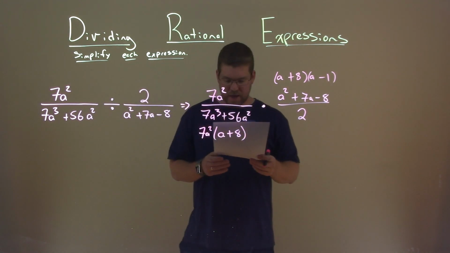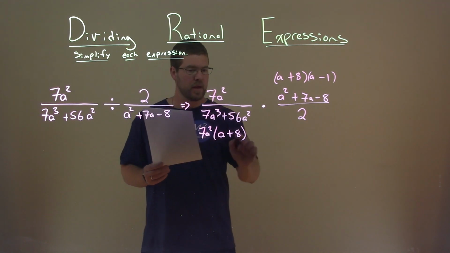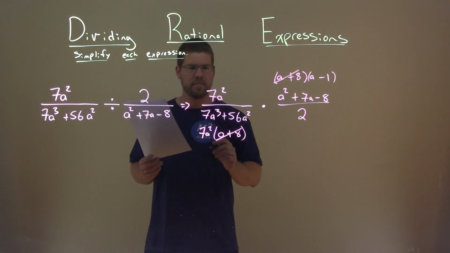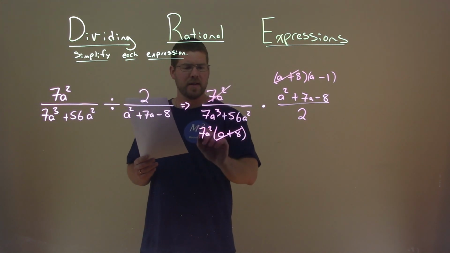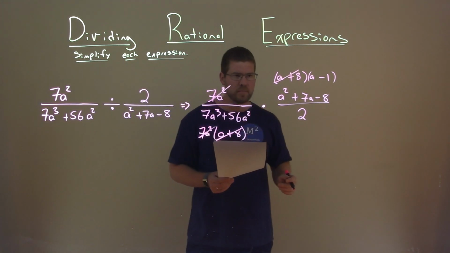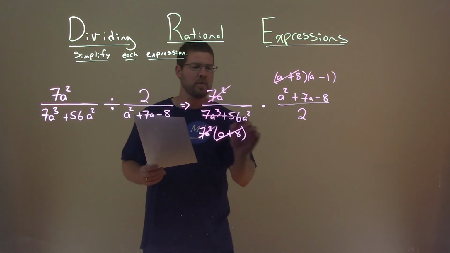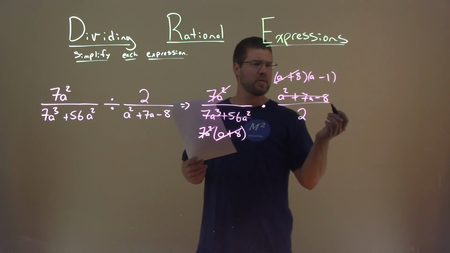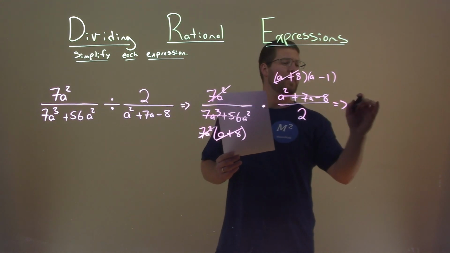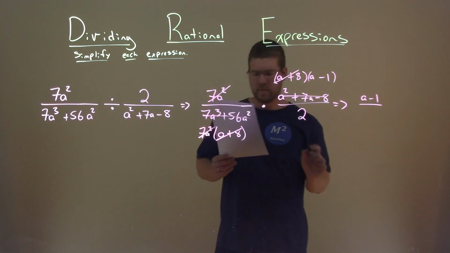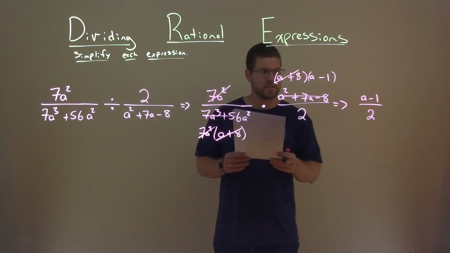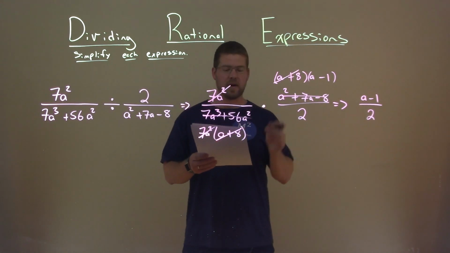So now we're going to try to cancel where we can. I see an a plus 8 here in the numerator and denominator, they can cancel out. I also see a 7a squared and a 7a squared. And remember, these are replacements when we factored it out here. So what are we left with? Well, the numerator, we have an a minus 1 left over, and the denominator, we just have a 2. So a minus 1 divided by 2 is our final answer.